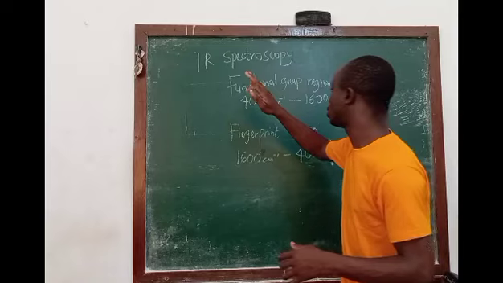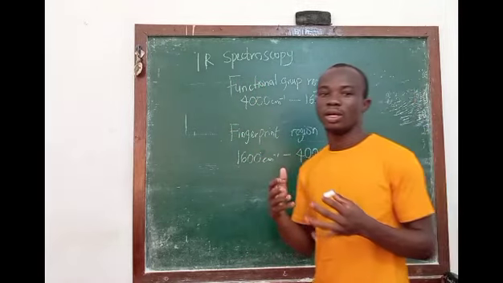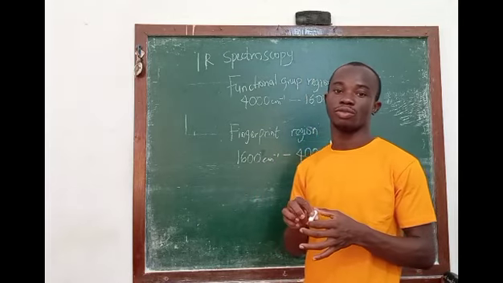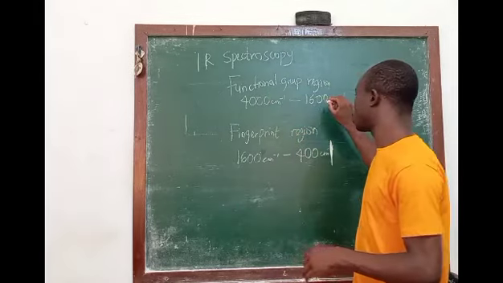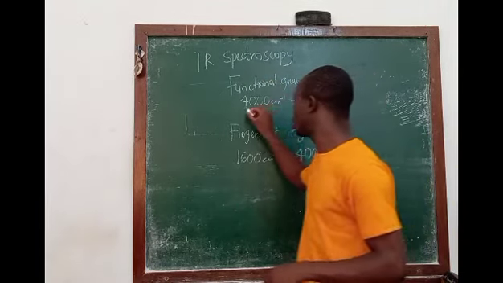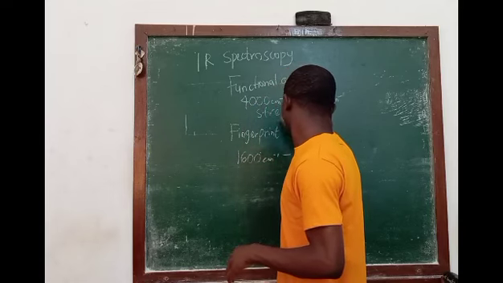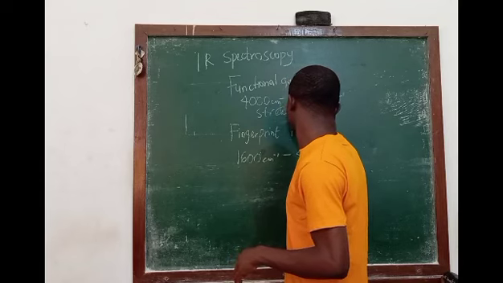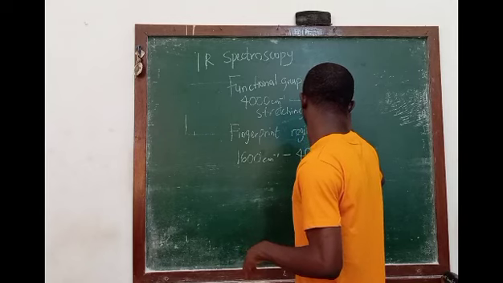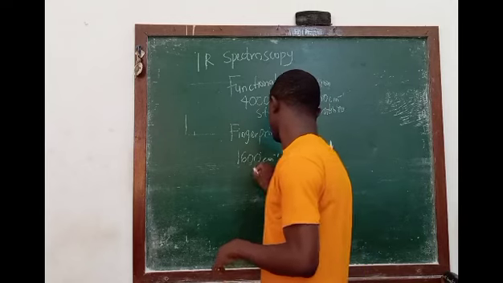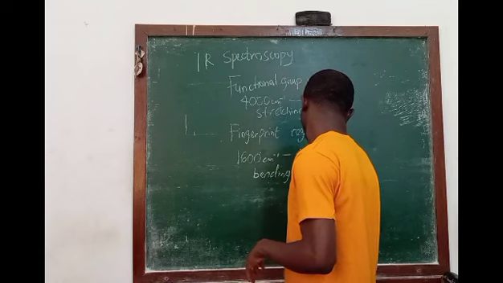So, like I said, we have the functional group region and the fingerprint region. The major region that you have to most times consider is your functional group region, which is between 4,000 and 1,600. I said this region usually contains the stretching vibrations, while the other part contains bending vibrations.